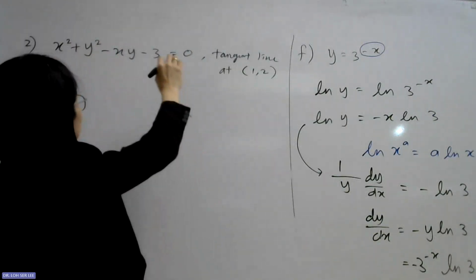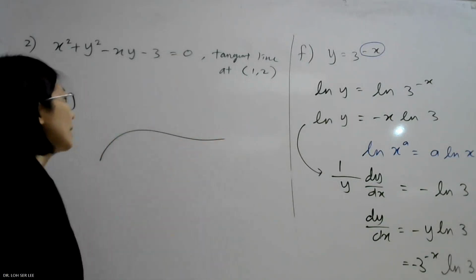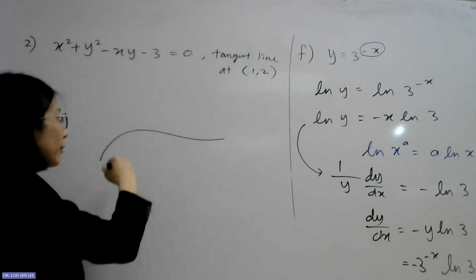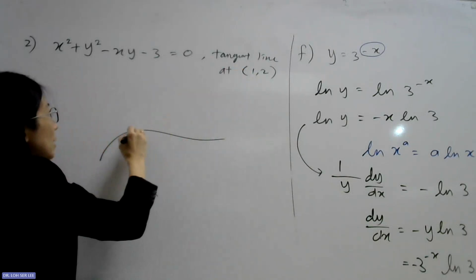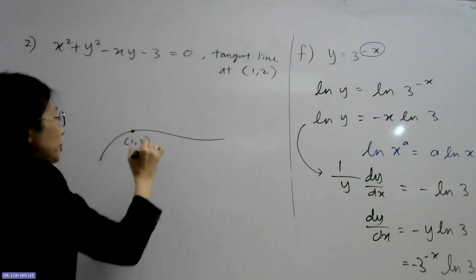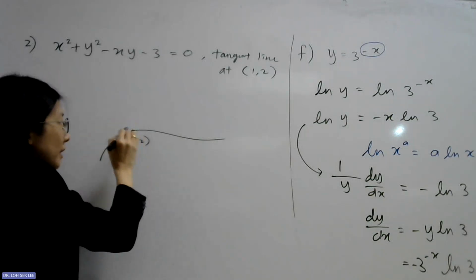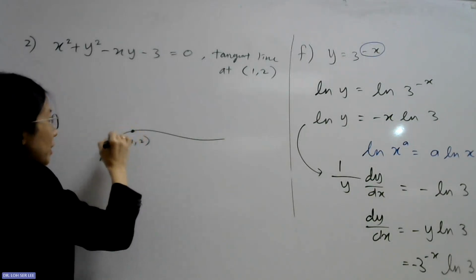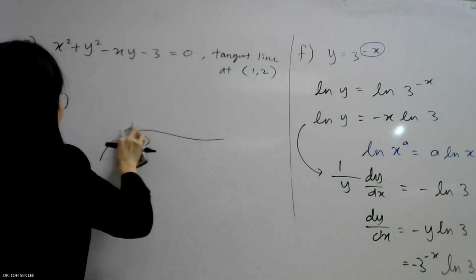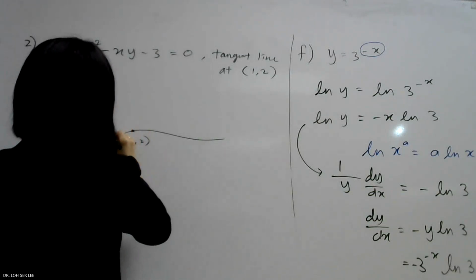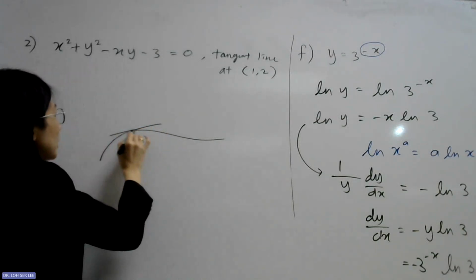Now look at here. Tangent line. What is a tangent line? Let's say you have a curve, and let's say the point 1, 2 is here, and we want to find the tangent line of the curve at this point. Okay, so this is the tangent line.